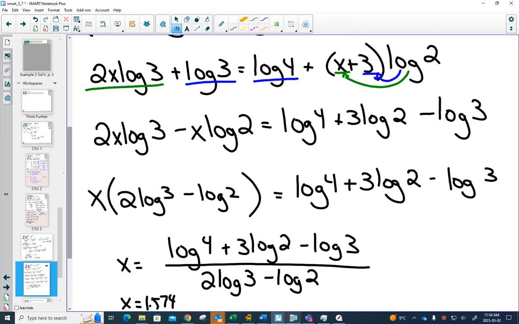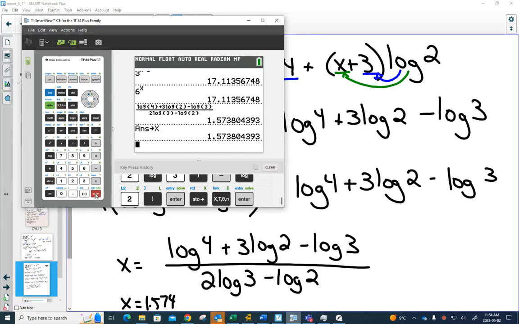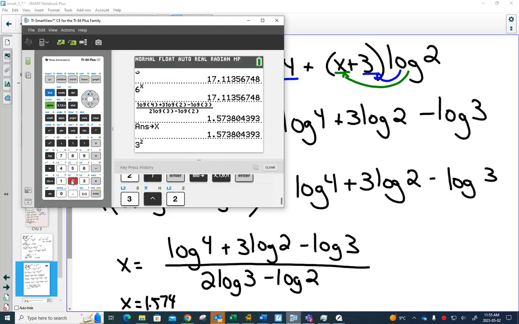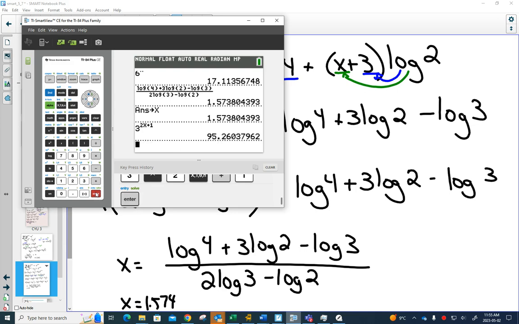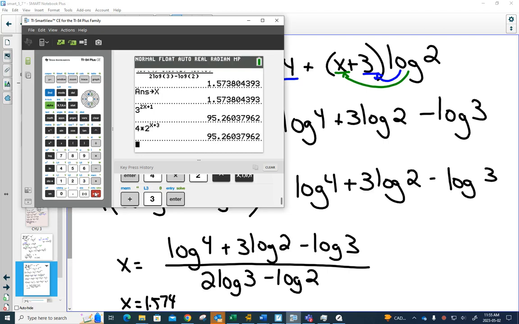And we're going to double check to see if this works. So again, I'm going to store it as x. My initial question on the left-hand side was 3 to the power of 2x plus 1, 95.26. On the right-hand side, I have 4 times 2 to the exponent of x plus 3. And if it's the same answer, then we know that we've done it correctly. Yes.